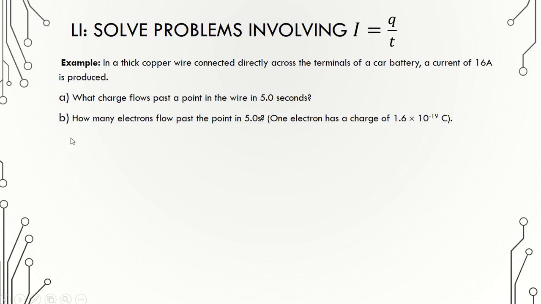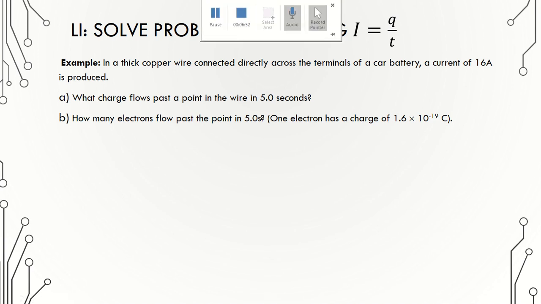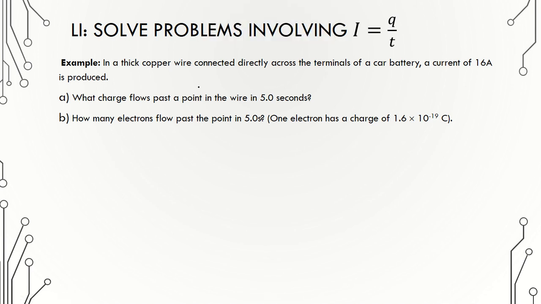Now, in this example, in a thick copper wire connected directly across the terminals of a car battery, a current of 16 amps is produced. What charge flows past the point in the wire in 5 seconds? So, what do we know? We know we have a current of 16 amps, and we know the amount of time, 5 seconds. So in part A, we're solving for charge, so we're solving for Q.